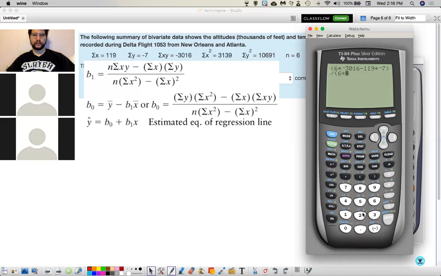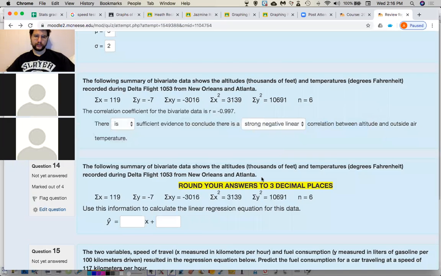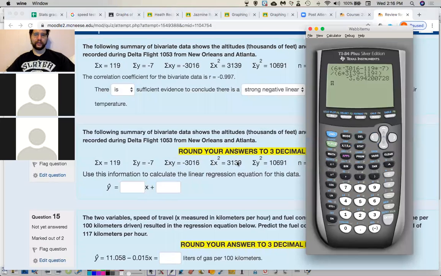Now I'm going to put my denominator in parentheses. 6 times 3139 minus 119 squared. Close that. So my denominator is also in parentheses. I hit enter and I get this number right here. Let's see, do we need to do any calculations with it? No, okay. So I'm not going to worry about saving it. It says rounding to 3 decimal places. So that's negative 3.694.